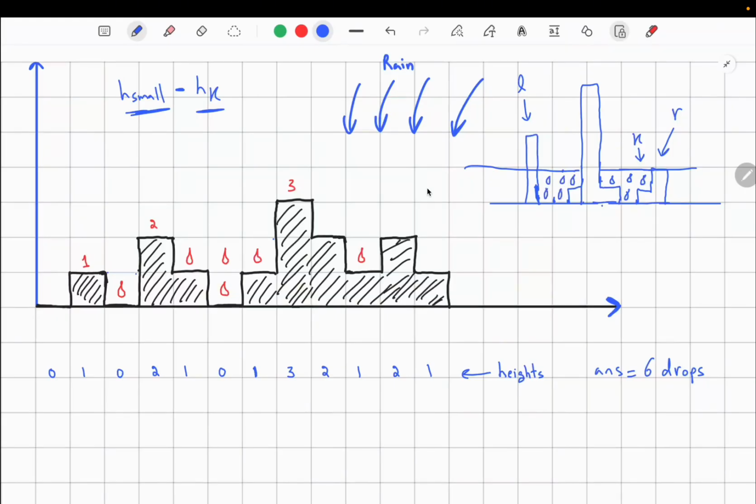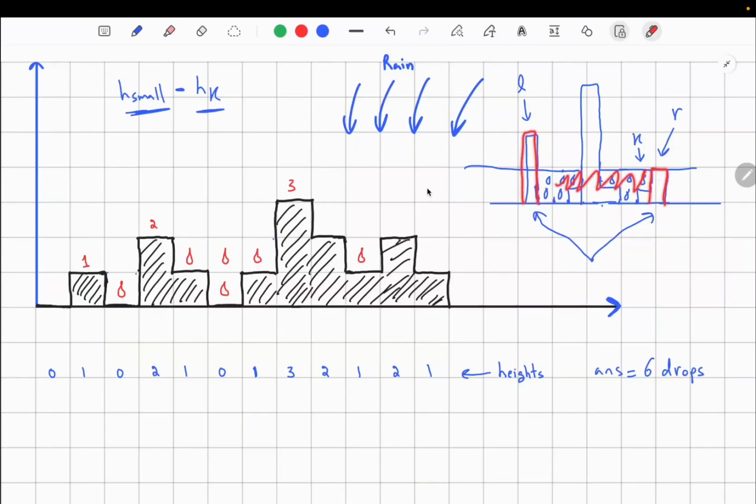So 1k is one position before R. So to re-summarize what we did from the beginning, at the beginning of the algorithm, we are standing here, we are looking at the right and we are looking at the left. We found that at the right we have this height and at the left we have this height.